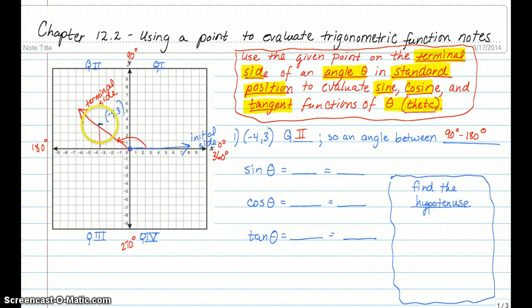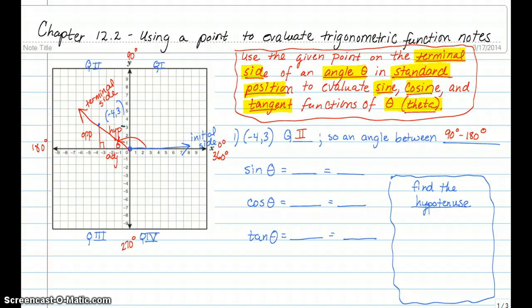You come from the -4, 3, and you draw a perpendicular line to the x-axis. Again, you connect it to the x-axis. There's your right angle. Here is theta. Here's your origin. So there's theta. Directly across from theta is your opposite side. Next to theta is your adjacent side. And across from your right angle is your hypotenuse.